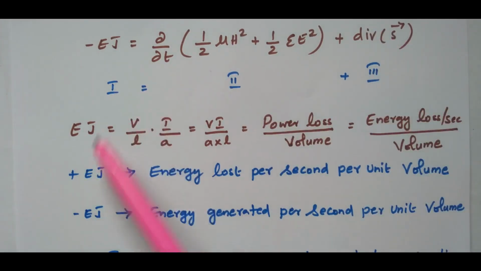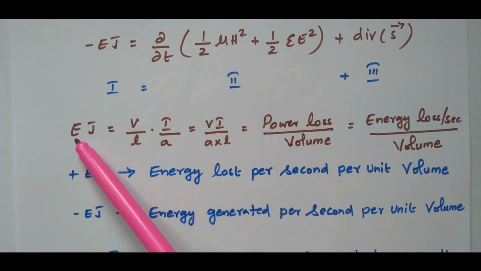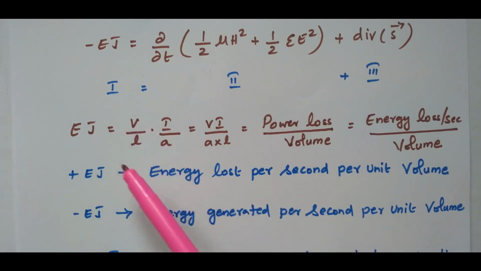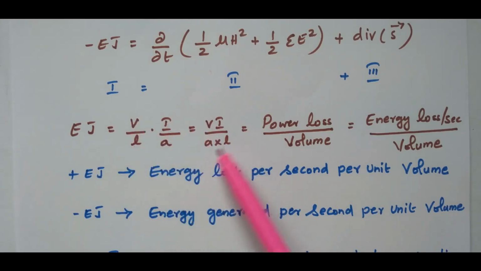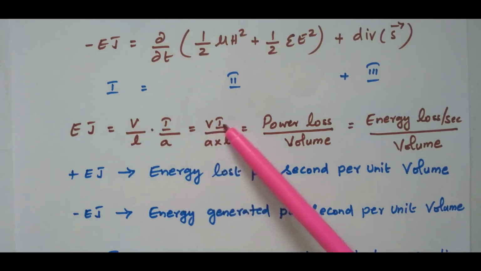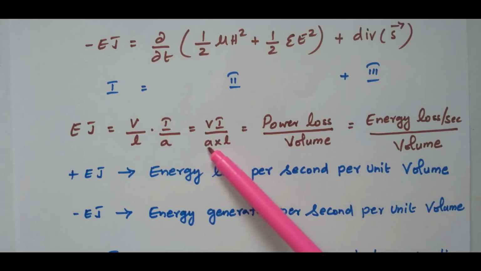What is the first term, EJ? EJ is nothing but the electric field intensity and current density. The electric field intensity is V by L, and the current density is I by A. Right? So E is the electric field intensity V by L, and J is the current density I by A. So that gives VI divided by A into L. Voltage into current is nothing but power loss. Area into length is nothing but volume.